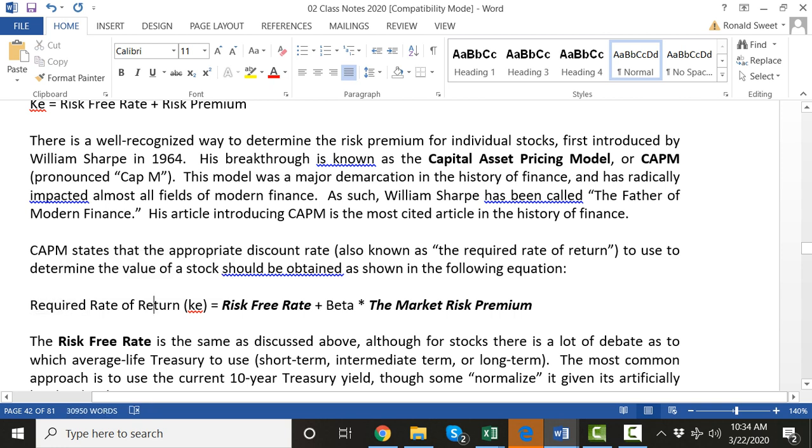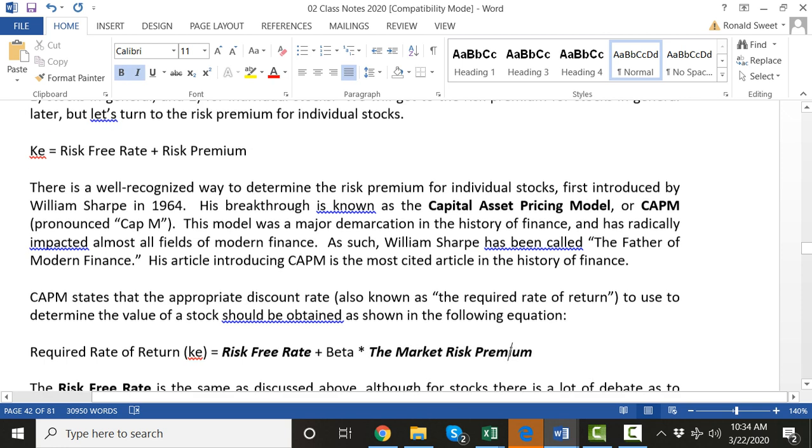The required return for stocks is the risk-free rate. We're going to use the 10-year Treasury for that. Plus beta. We'll have to talk a lot about beta. Times the market risk premium. We'll talk about the market risk premium here in a little bit.